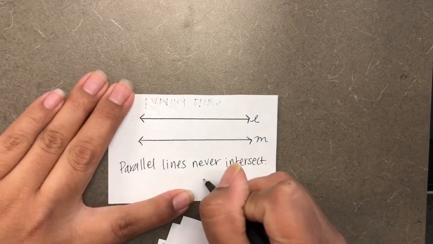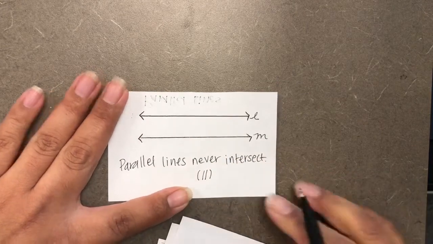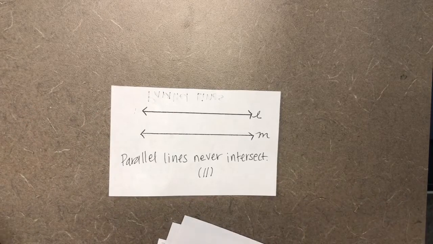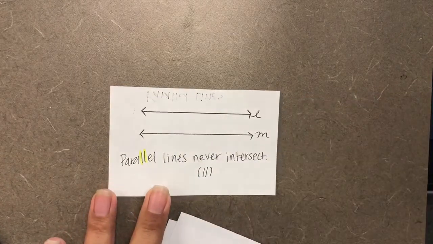Parallel lines are also usually described by this symbol right here. It looks like 2 L's. Okay, and if it makes it easier for you guys to remember that parallel lines are never gonna touch, it's actually inside of the word. You see it has 2 L's. Make sure to draw them parallel, okay?